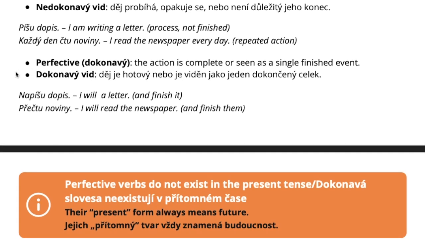But, ale, perfective aspect is describing an action that is complete or seen as a single finished event, even in the future because we are planning to finish that activity.